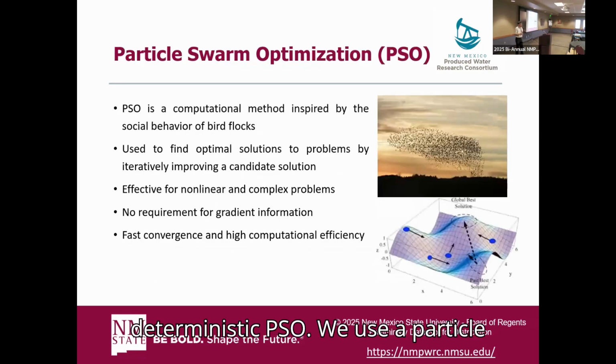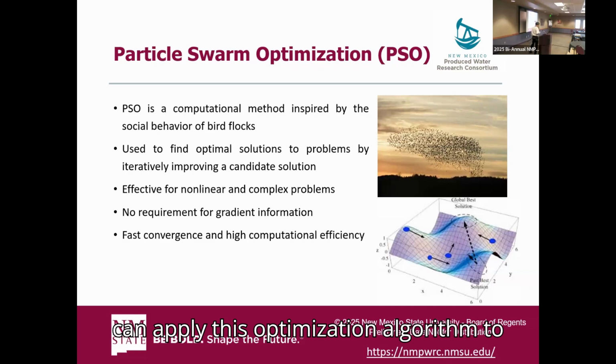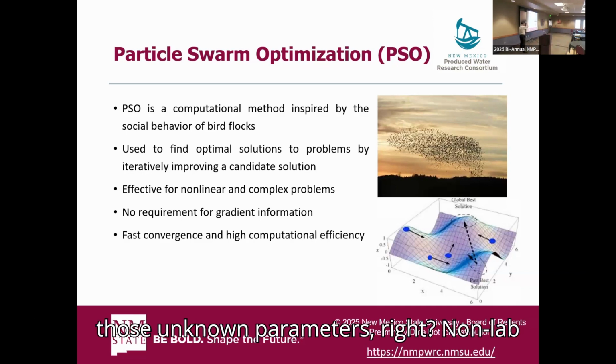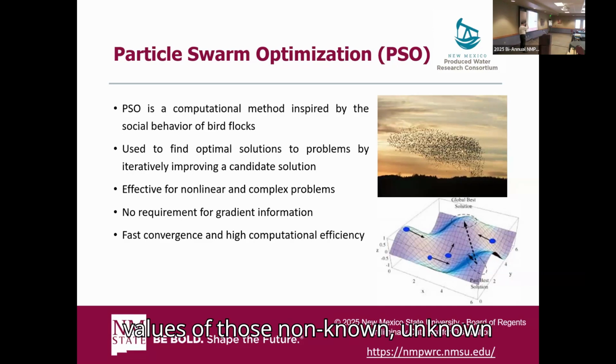So the first one is deterministic PSO. We use particle swarm optimization. This is a meta-heuristic optimization, which means it's problem agnostic. So you can apply this optimization algorithm to any modeling efforts. So what this does is, you remember those unknown parameters, right? Non-lab parameters. So we have to determine the values of those unknown parameters.